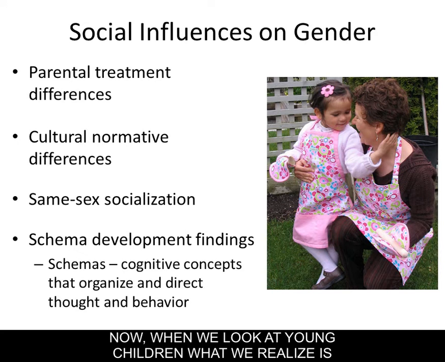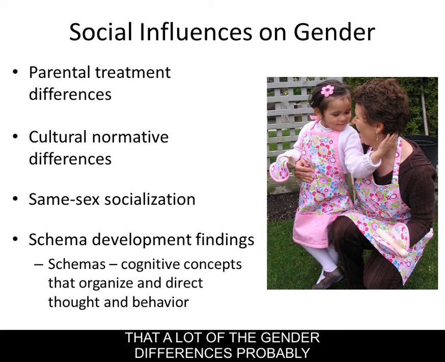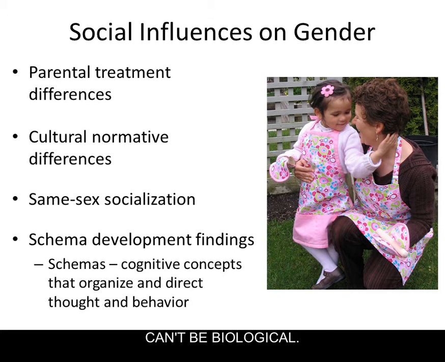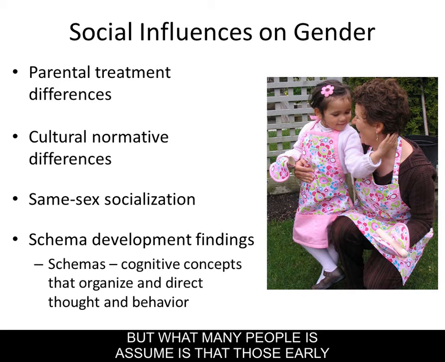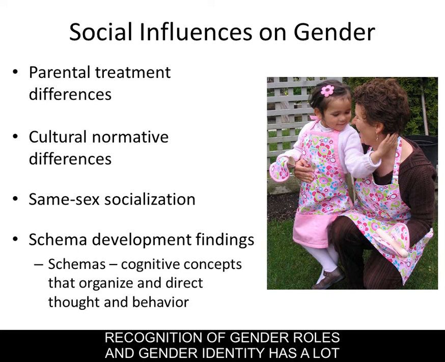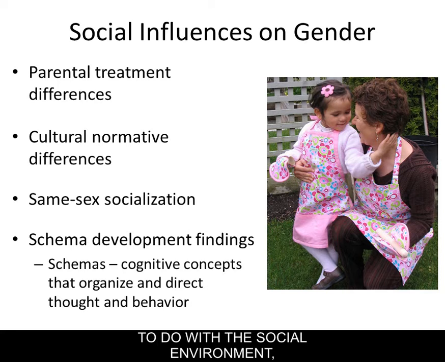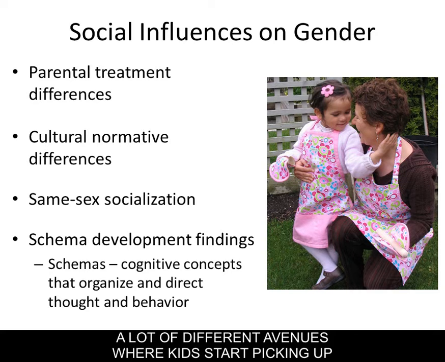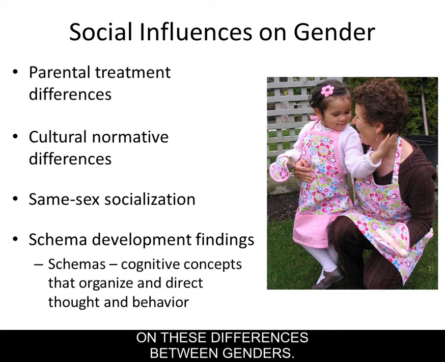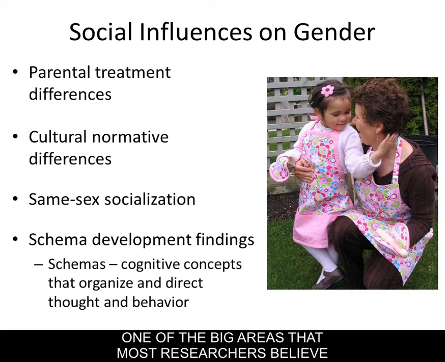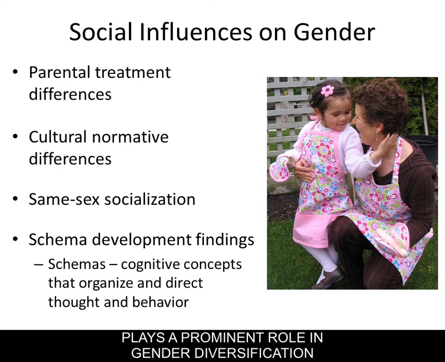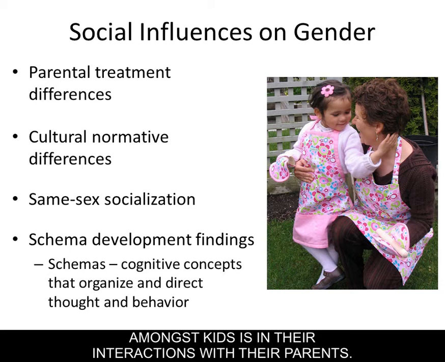Now, when we look at young children, what we realize is that a lot of the gender differences probably can't be biological. We'll talk about the biological factors in a little while. But what many people assume is that those early recognitions of gender roles and gender identity have a lot to do with the social environment, the social world that kids find themselves in. As developmental researchers, we see a lot of different avenues where kids start picking up on these differences between genders. One of the big areas that most researchers believe plays a prominent role in gender diversification amongst kids is in their interactions with their parents.